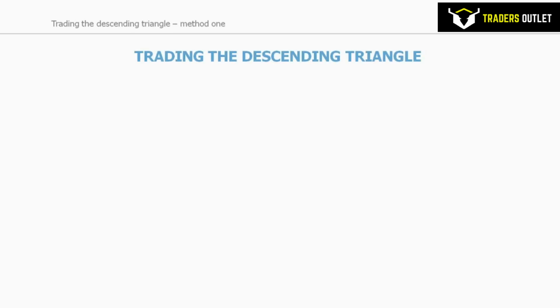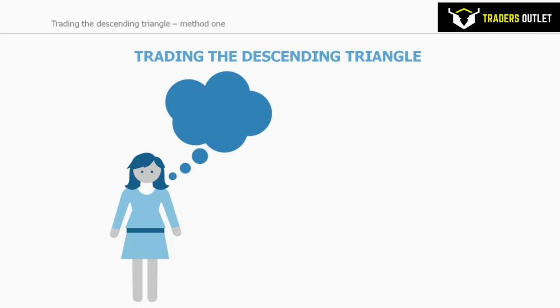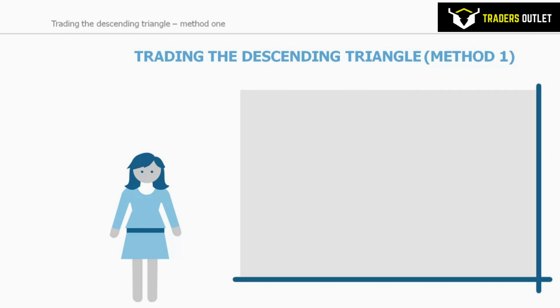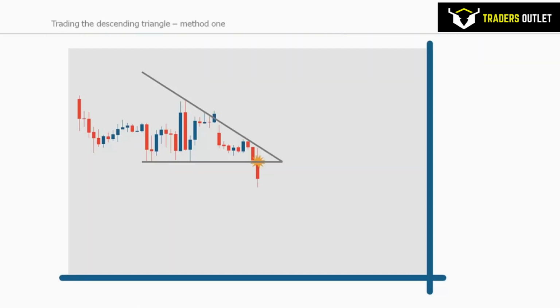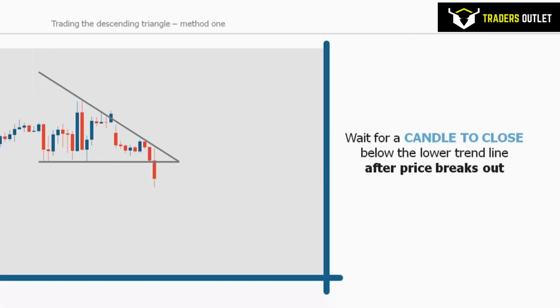Now that you know what the descending triangle looks like, let us look at two ways of trading the pattern. The first way a trader can look to take advantage of the pattern is to wait for the price to break below the lower trend line and then go short. It is always a good idea to wait for the candle to close below the lower trend line after price breaks out, as this confirms that the bears are in control.